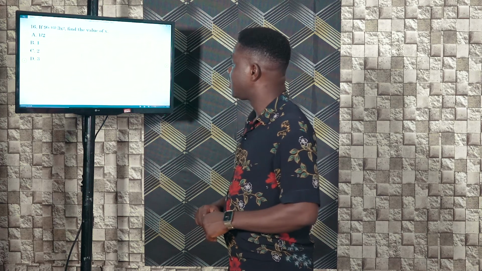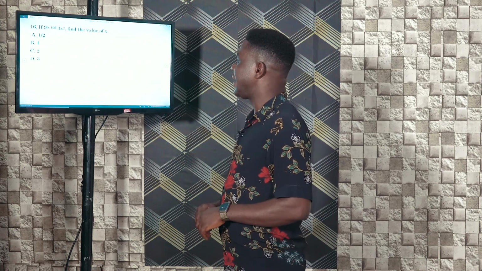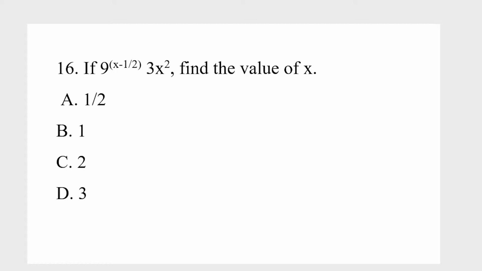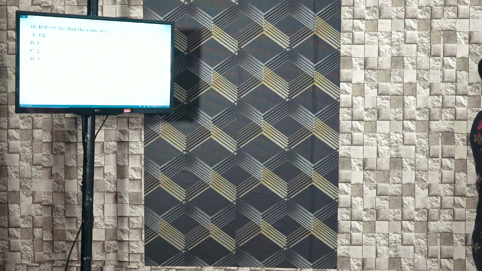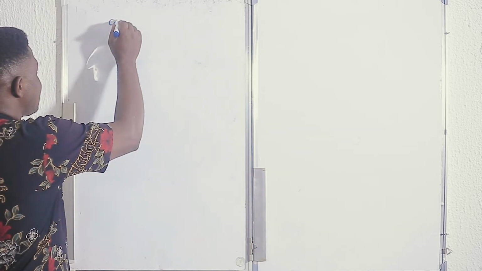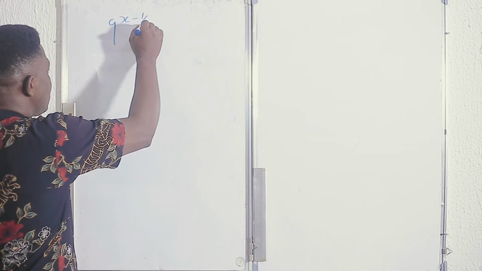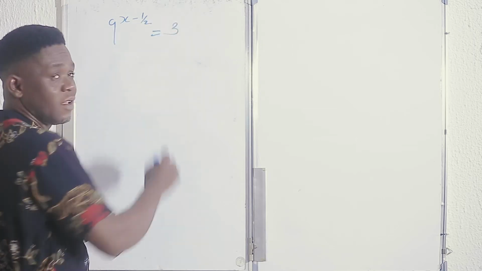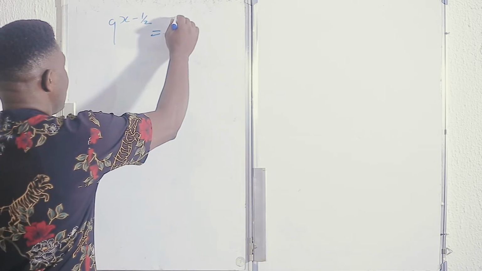Question number 16. If 9 all raised to power (x minus 1) over 2 is equal to 3 all raised to power x squared, find the value of x. 9 all raised to power (x minus 1) over 2 is equal to 3 all raised to power x squared.